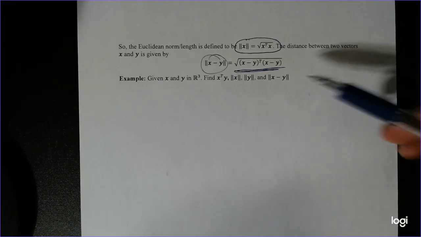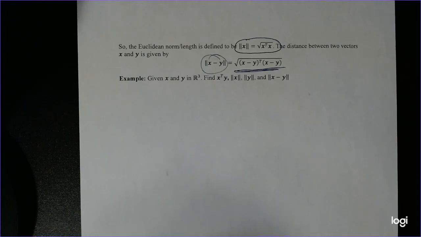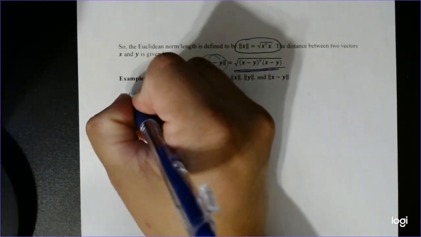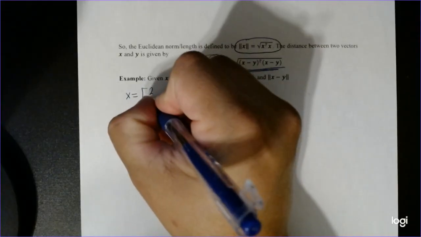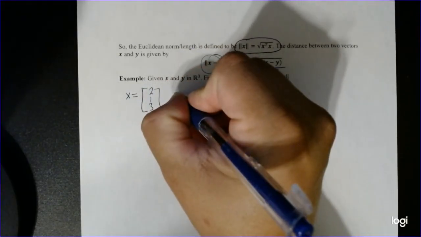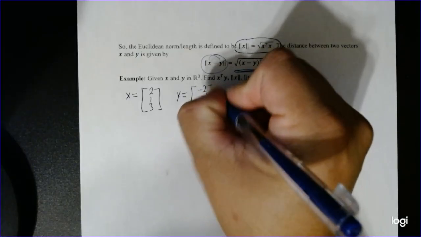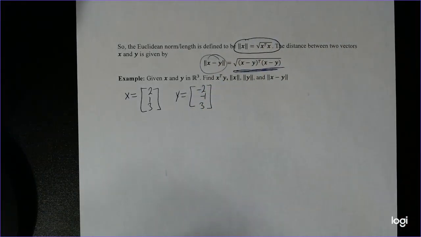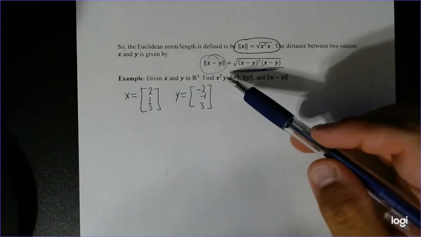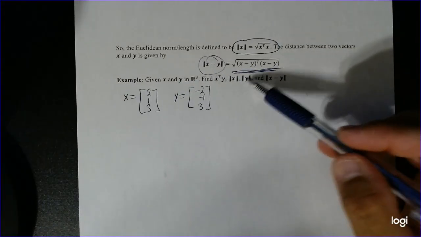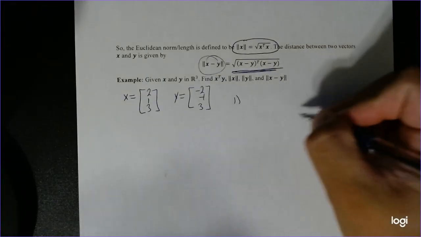So to finish up this section, I'm going to do a practice problem illustrating these two definitions. Let's suppose vector x was (2, 1, 3), and y was (-2, -1, 3). So we're going to do each individual one: find the dot product, the length, and the distance between them. All right. Step one.